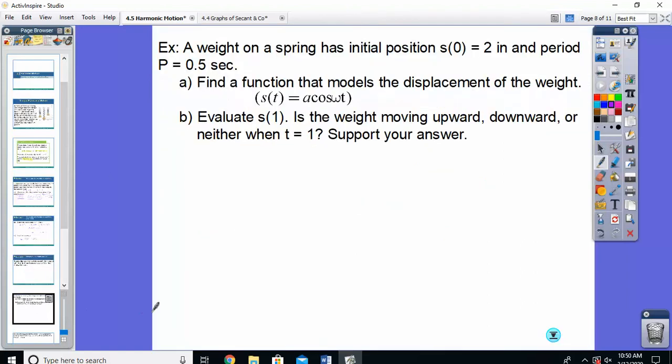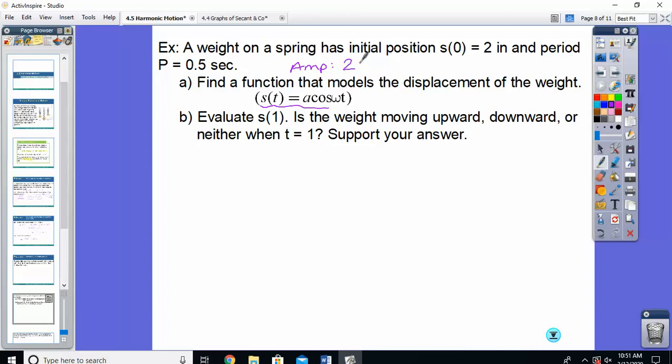I am actually not going to do example 2. We are going to go to this one next. So a weight on a spring has an initial position, S of 0. So at time 0, the height is 2 inches, and a period of 0.5 seconds. Part A, find a function that models the displacement using this form. So what is my amplitude here? 2, right? We start out 2 above.